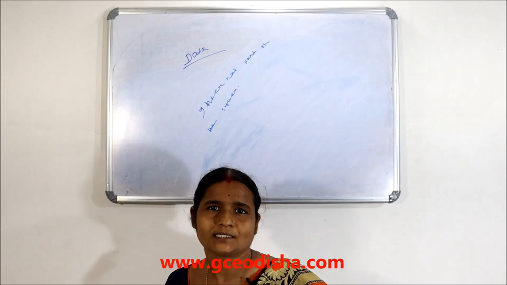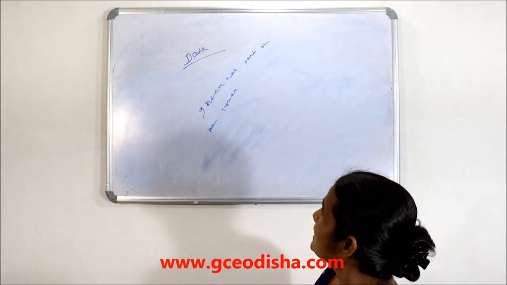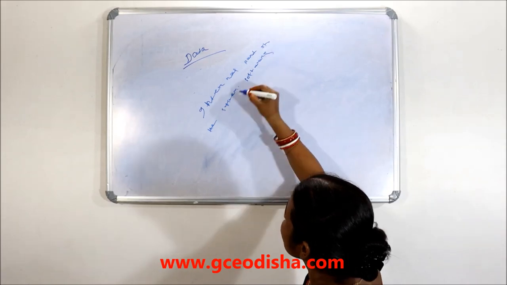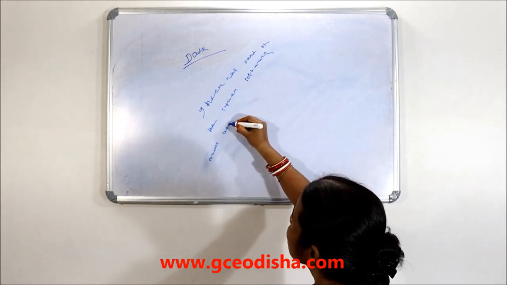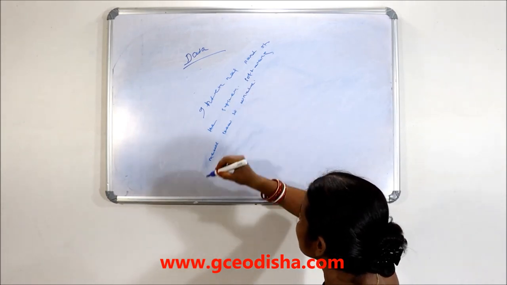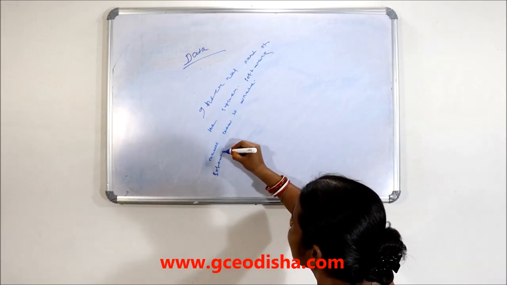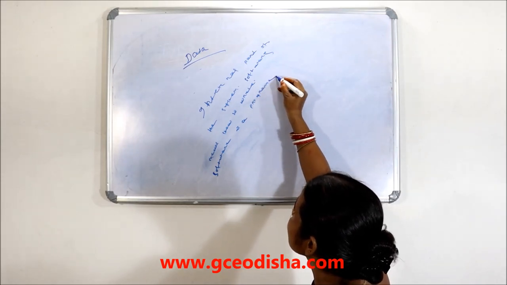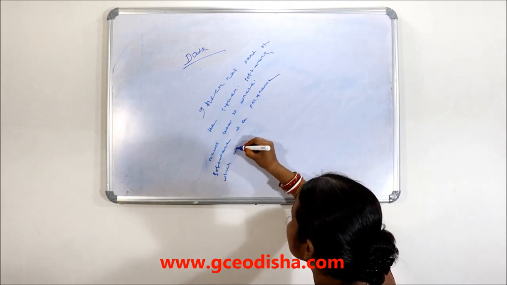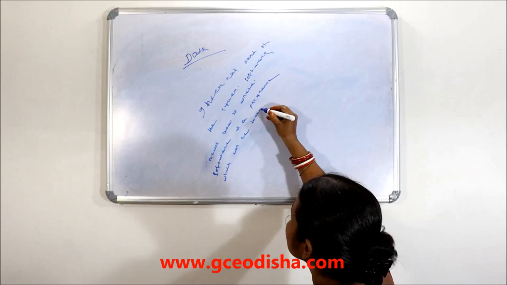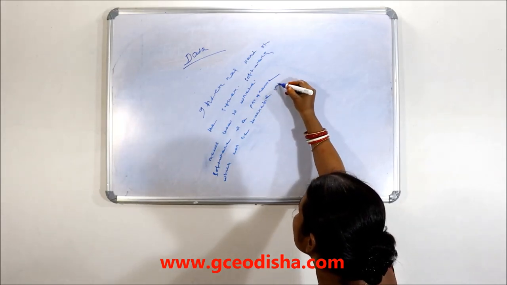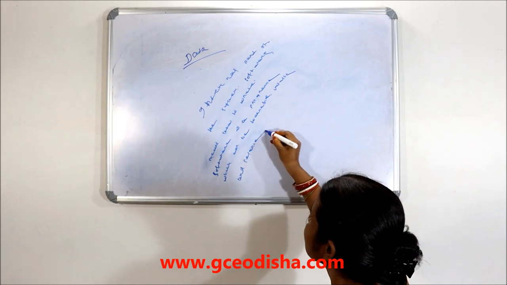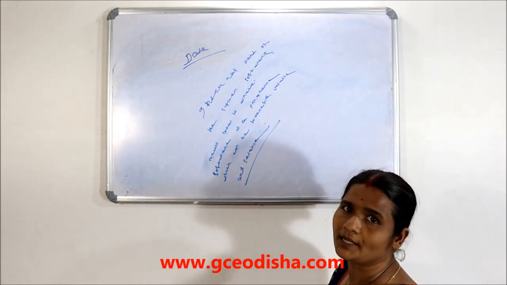So what is the meaning of software? Software means how to write. A software is a program. Software is a program which can be touchable, visible and sensible. That is called software.